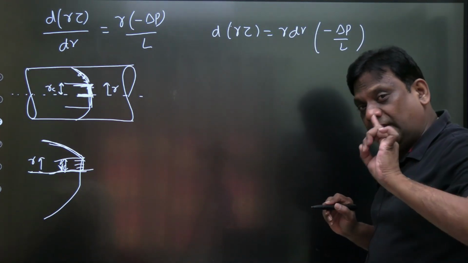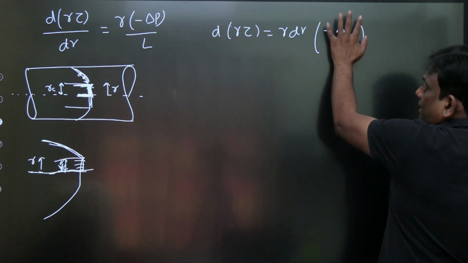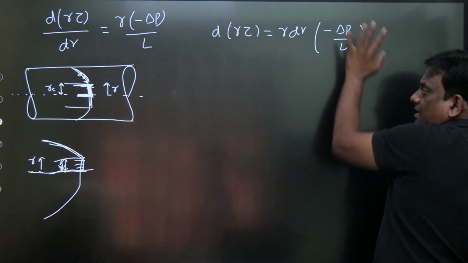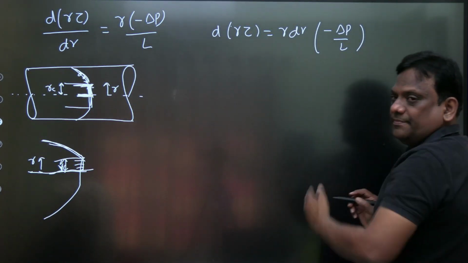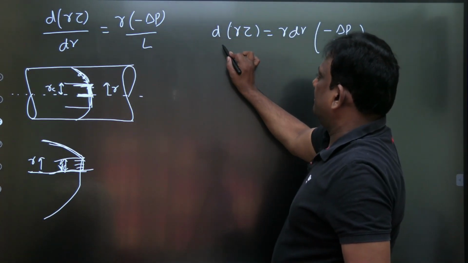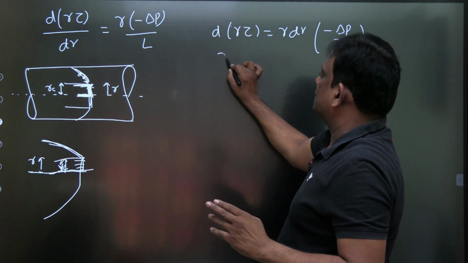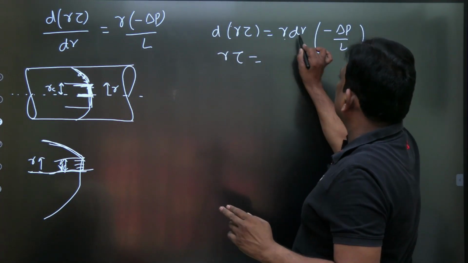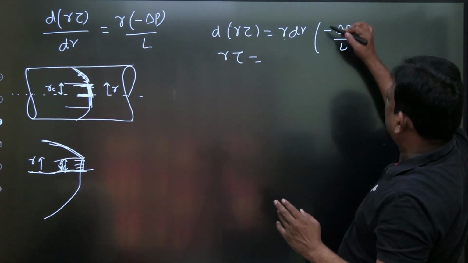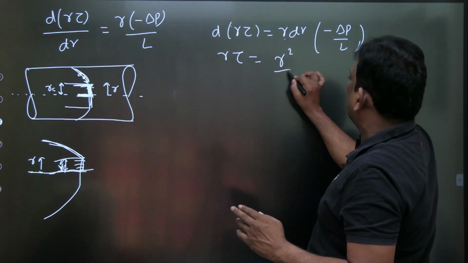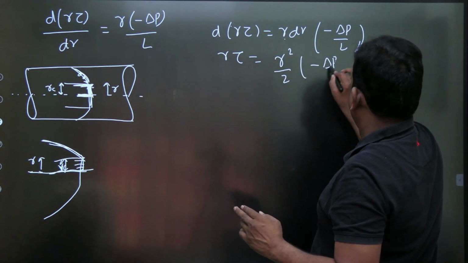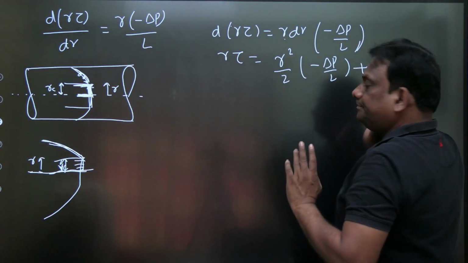You know it is a fully developed flow, so the pressure gradient term will remain constant. Please integrate this equation. If I integrate, the differentiation will go, and R tau is equal to, what is R dr? This is constant because it is fully developed. R dr is R square by 2, minus del P by L, plus C.